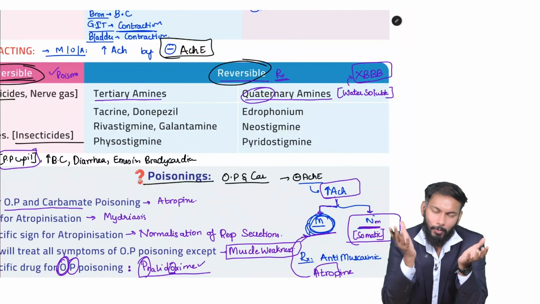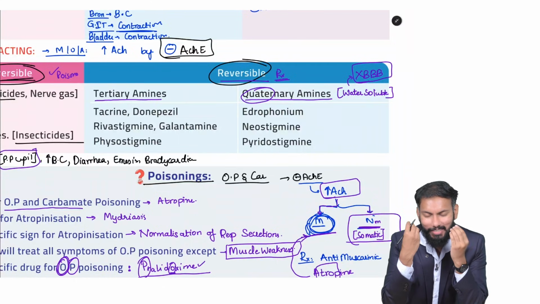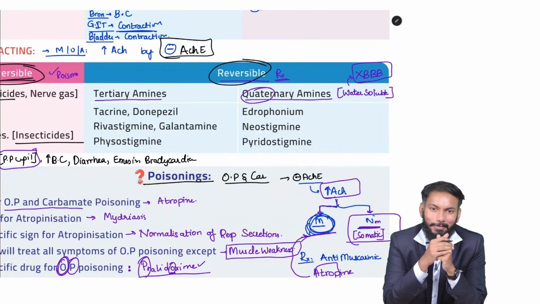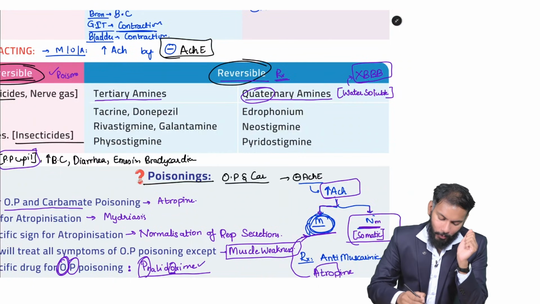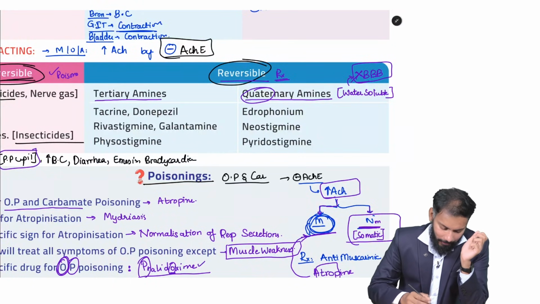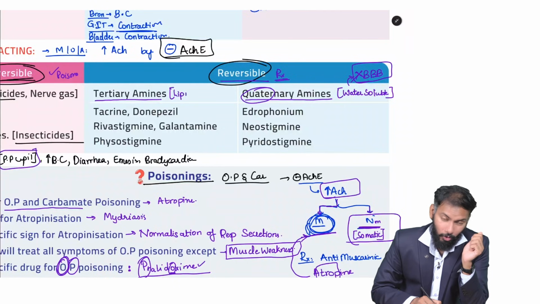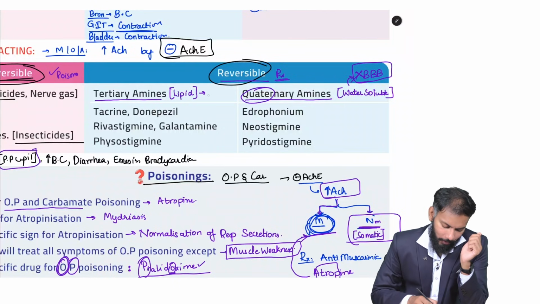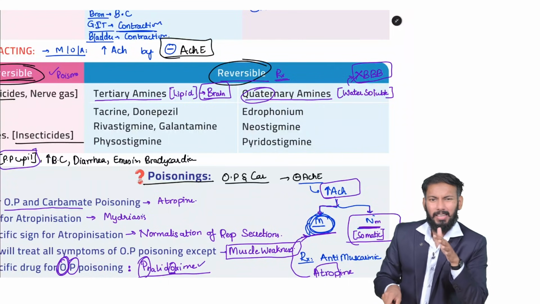In the water. So quaternary amines are water soluble. This is what he told me. Unfortunately, I have been using it. So quaternary amines are water soluble, so they will not cross the blood-brain barrier. Tertiary amines are lipid soluble. They will cross the blood-brain barrier. So they can work in the diseases that are seen in the brain.